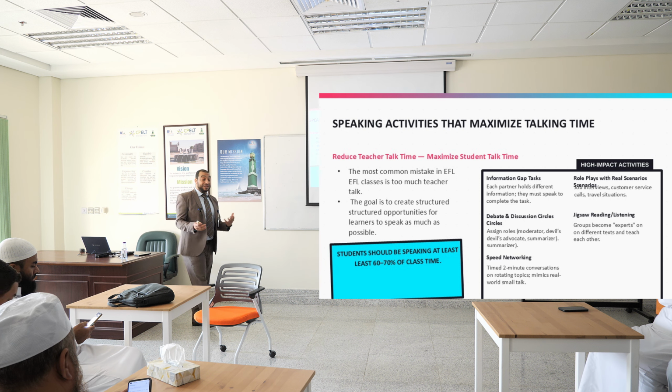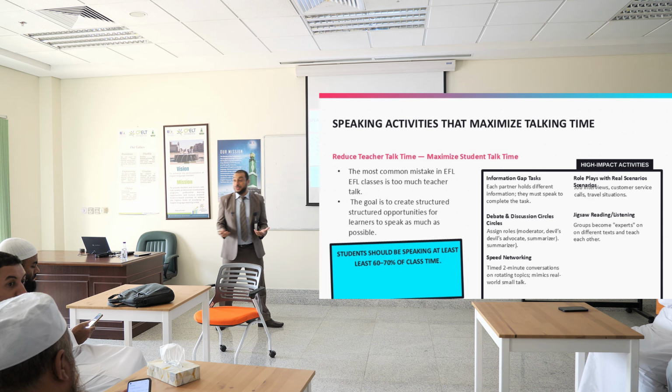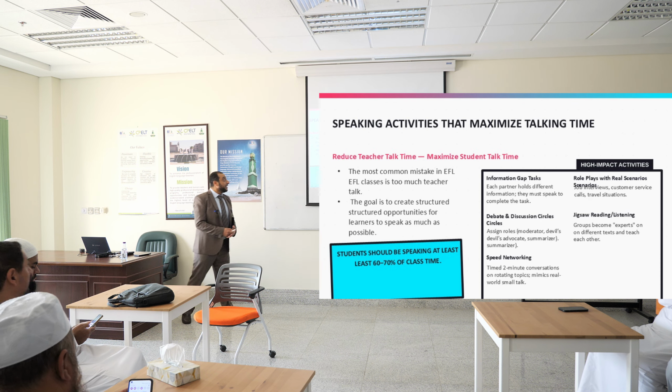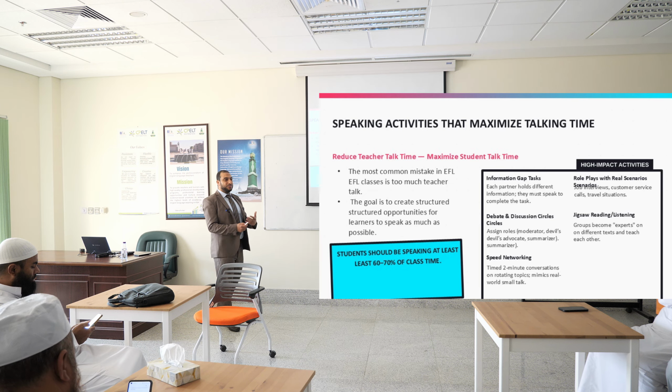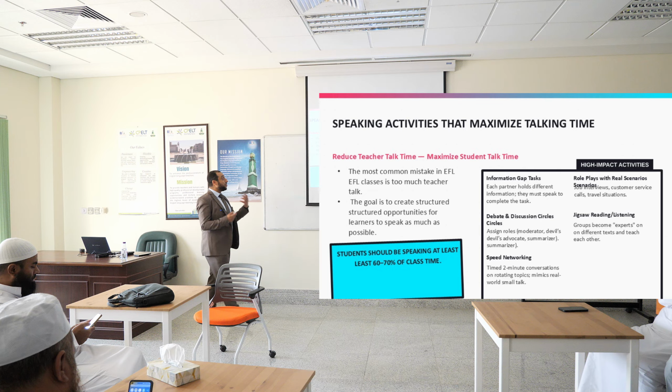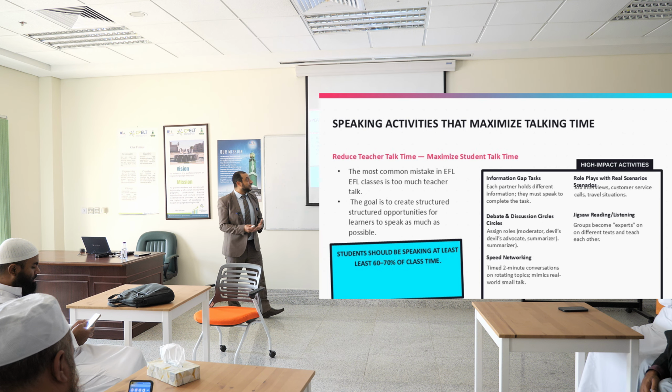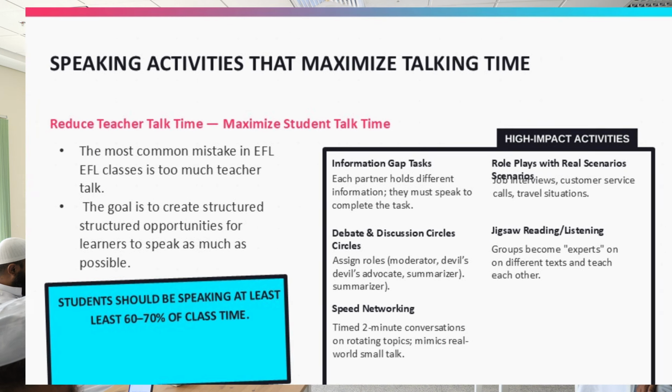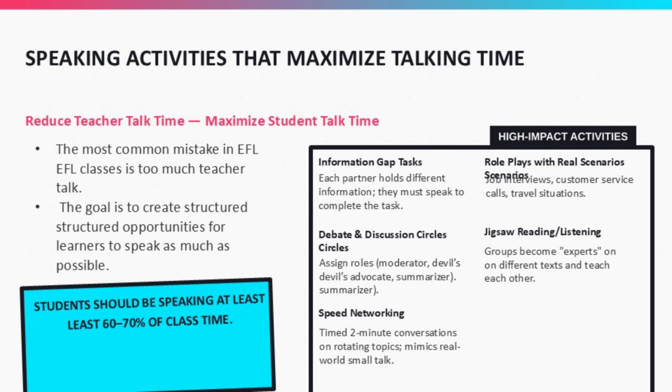So, as we had just said, we need to reduce teacher talking time and maximize student talk time, right? Of course, TTT is one of the most common mistakes that most people make in class. Our goal is to create structured opportunities for learners to speak as much as possible. Here we have some high-impact activities that we can use to maximize STT, student talking time, like information gap tasks, debate and discussion circles, speed networking, role plays with real scenarios, and jigsaw reading.